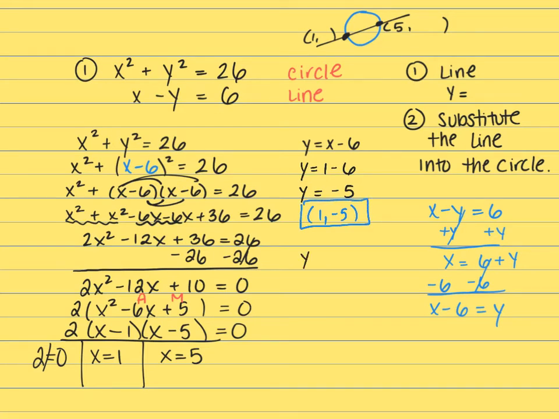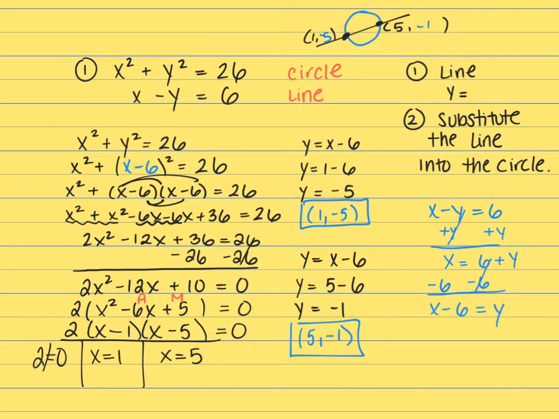Then I'm going to use that same line again, y equals x minus 6. But this time, I'm going to substitute my 5. So I have 5 minus 6, which is negative 1. So my final answer here was plugged in a 5 and got out negative 1. So 5, negative 1, and 1, negative 5 are my final answers.